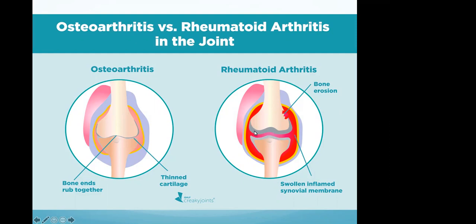So the problem is not that the cartilage has been worn away over time and the bones are running into each other. It's that you actually have cells actively arriving here and attacking what's here, which is why you can damage all these areas that aren't just in the articular space here.